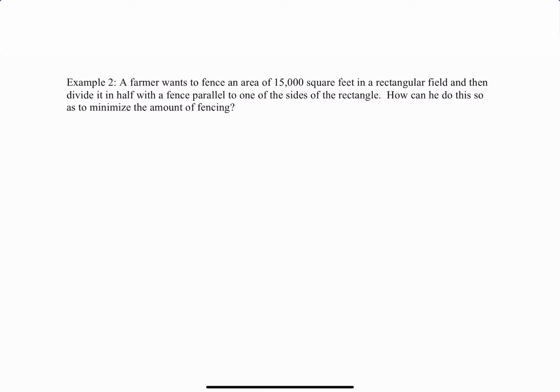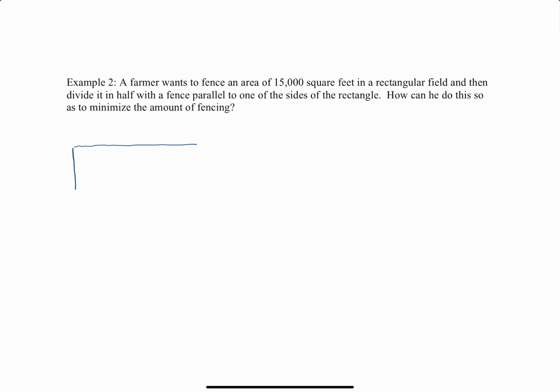So here we go. A farmer wants to fence an area of 15,000 square feet in a rectangular field and then divide it in half with a fence parallel to one of the sides of the rectangle. How can he do this so as to minimize the amount of fencing?